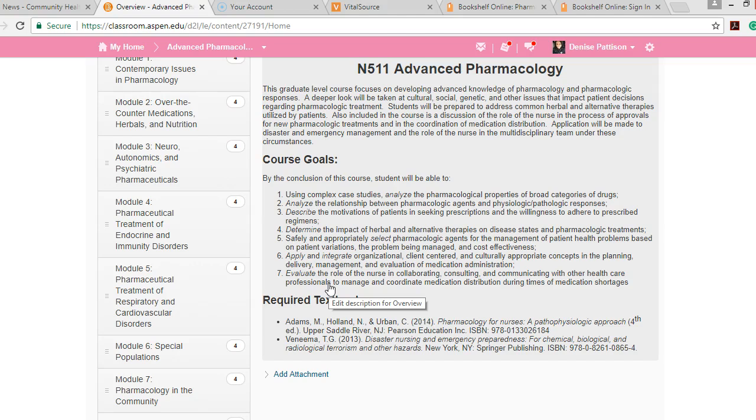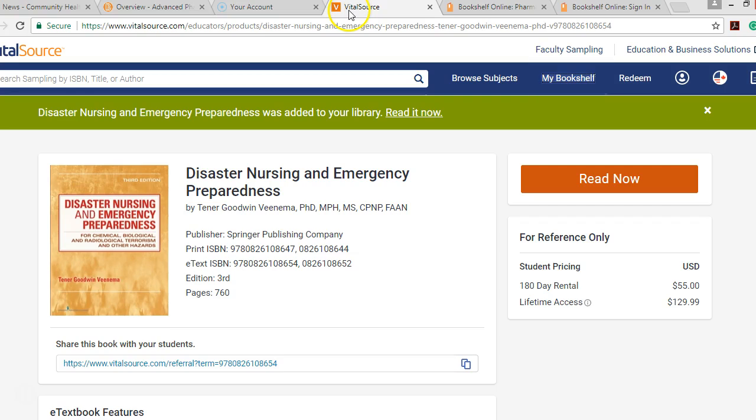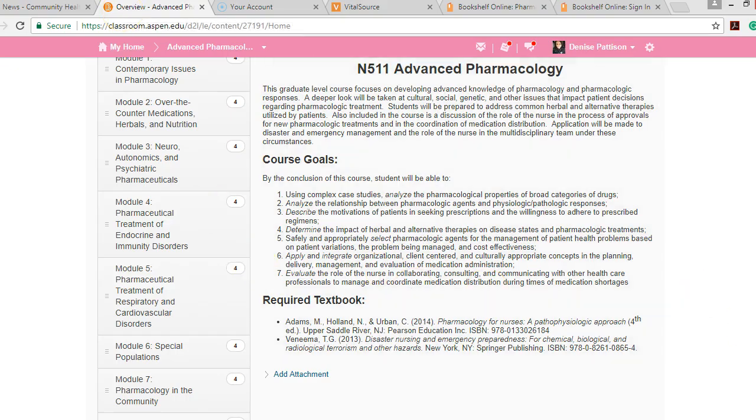Applying and integrating organizational, client-centered, and culturally appropriate concepts in planning, delivering, management, and evaluation of medication administration, and evaluating the role of the nurse in collaborating, consulting, and communicating with other healthcare professionals to manage and coordinate medication distribution during times of medication shortage. So this is the other book we're using, which is Disaster Nursing and Emergency Preparedness, and this is really important, especially in this day and age.